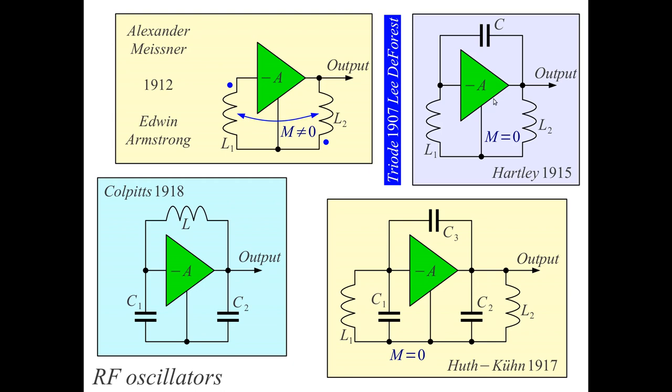Very similar to Hartley is Colpitts. Colpitts, a few years later, made a very similar oscillator where he just exchanged the role of capacitors and inductors. So here we again have a tuned circuit with a tap, but this tap is now no longer an inductive tap, but a capacitive tap.